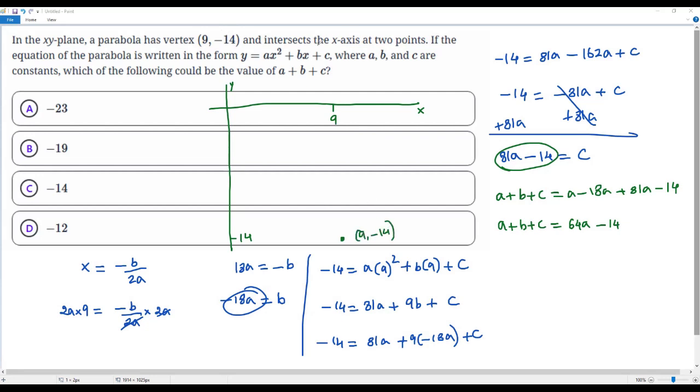Since the parabola intersects the x-axis at 2 points, it must open up. Since the parabola opens up, in the given quadratic function, the leading coefficient a must be positive. Here in this equation, a must be positive, and in the given answer choices, we have values for a + b + c.